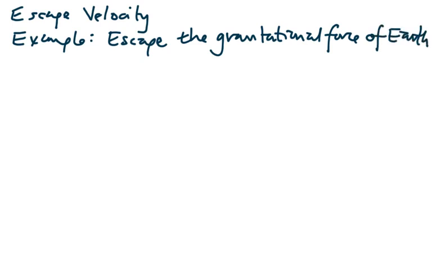So we will use the escape velocity equation that's in your textbook, and that escape velocity is given by the square root of 2 times the gravitational constant, capital G, multiplied by the mass of the object that needs to be escaped, and then the radius of the distance from the center of the object.